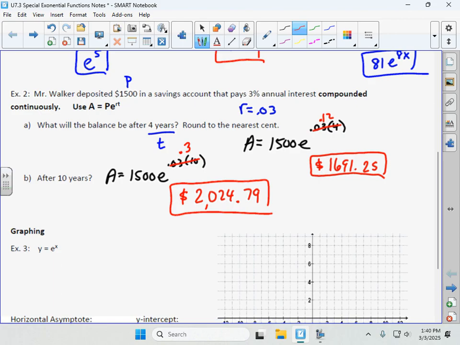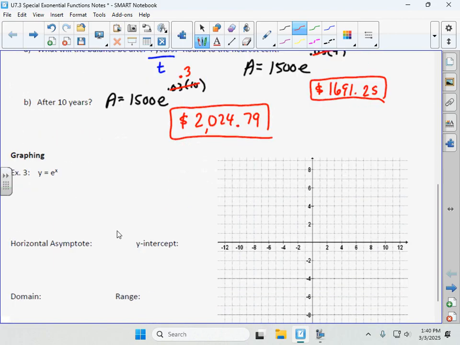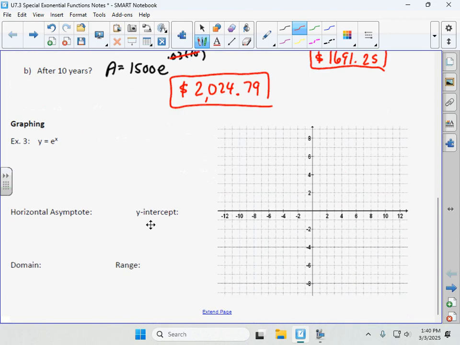All right, graphing. We're going to graph just like we did with the regular exponentials from 7.1. Remember, e is about 2.718. And since e, which is 2.718, is greater than 1, this is an exponential growth problem. So the graph will look similar to all the other exponential growth problems.